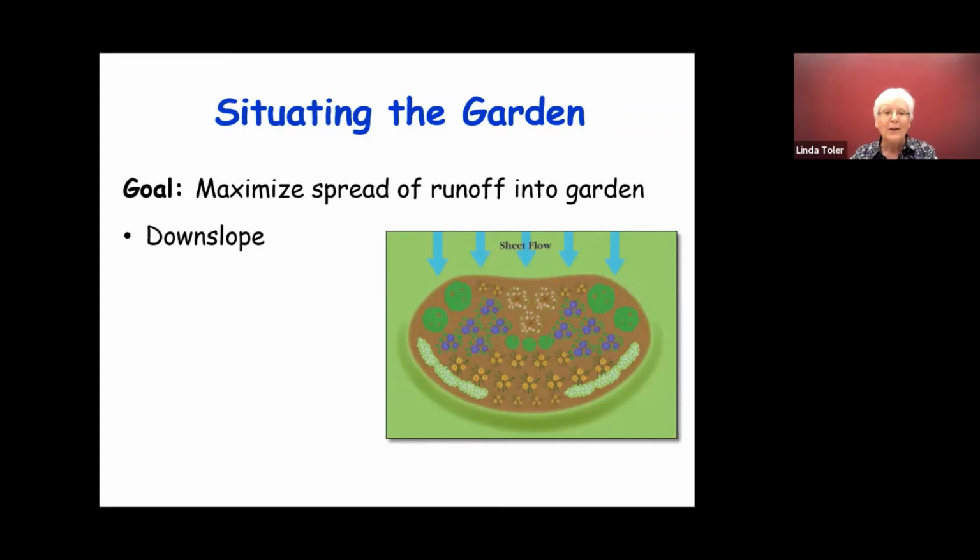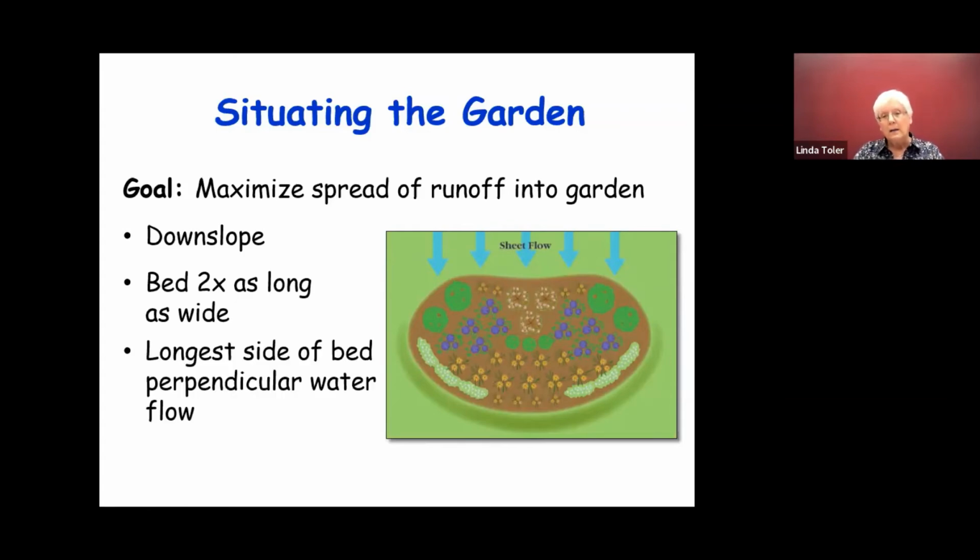Water doesn't run uphill. The next thing is that we want to make our bed about twice as long as it is wide. And this will maximize the spread of the runoff in that bed. And the last thing is, you want to make the long axis of your bed perpendicular to the flow of water. Again, this is going to maximize the capture and the spread of the runoff in your rain garden.